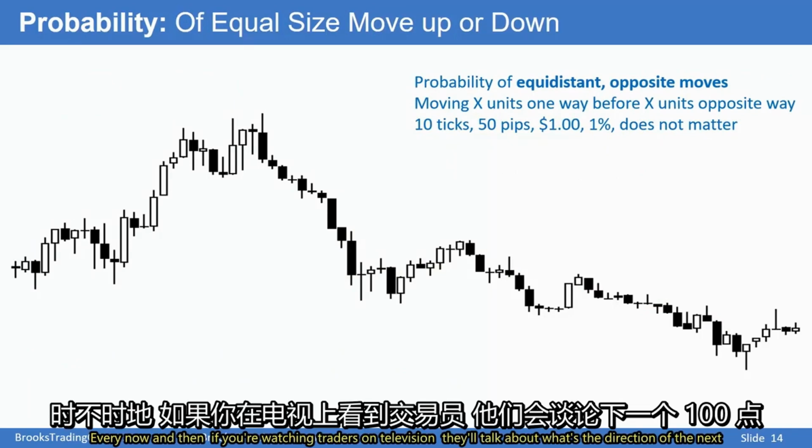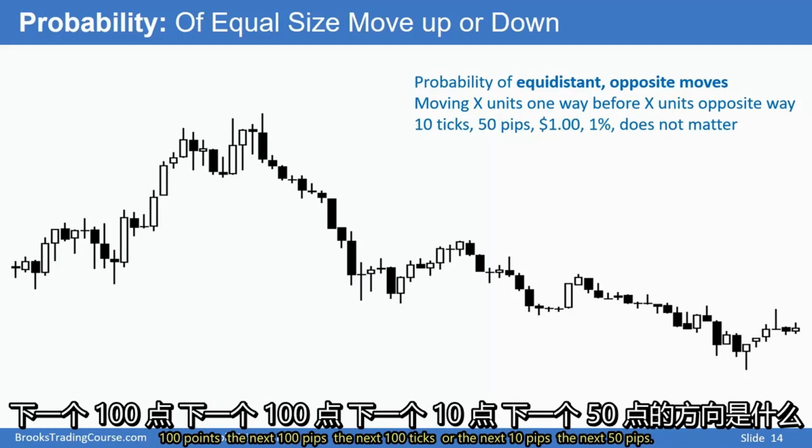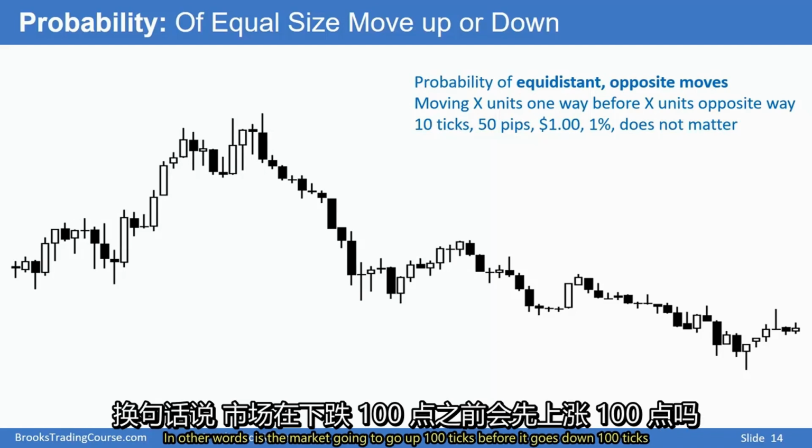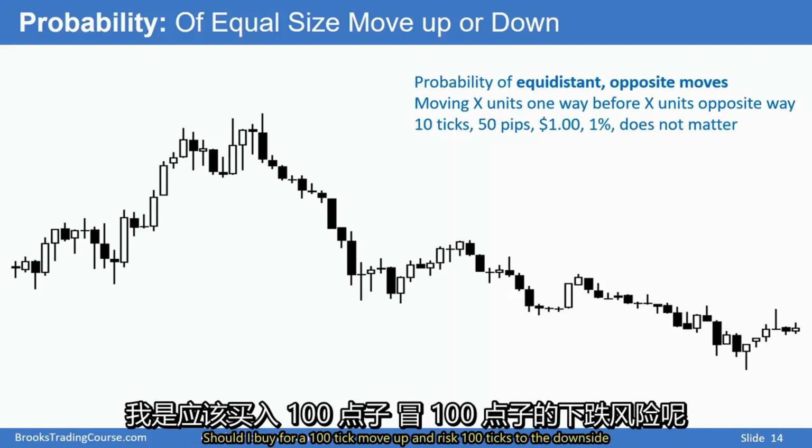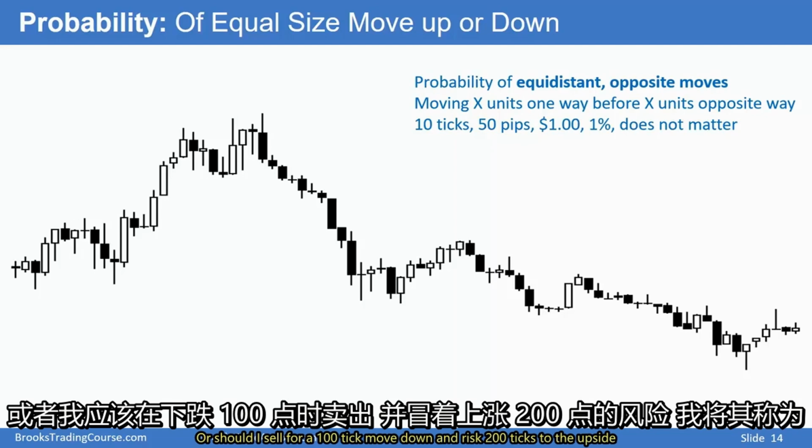Every now and then, if you're watching traders on television, they'll talk about what's the direction of the next 100 points, the next 100 pips, the next 100 ticks, or the next 10 pips, the next 50 pips. In other words, is the market going to go up 100 ticks before it goes down 100 ticks? Should I buy for a 100 tick move up and risk 100 ticks to the downside? Or should I sell for a 100 tick move down and risk 100 ticks to the upside?